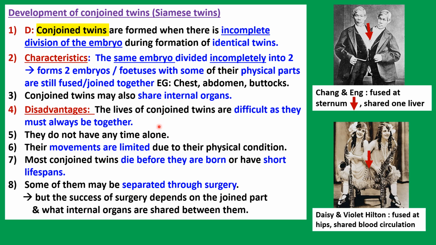Now, disadvantages. So the lives of conjoined twins are difficult as they must always be together because they are attached to each other all the time. They don't have any time alone, and their movements are limited due to their physical condition. So they may have to find a way to move around. Most conjoined twins die before they are born, or they have short lifespans, right? And some of them may be separated through surgery, but the success of the surgery depends on the joint part and what internal organs are shared between them. So sometimes they can be separated, sometimes they cannot be.